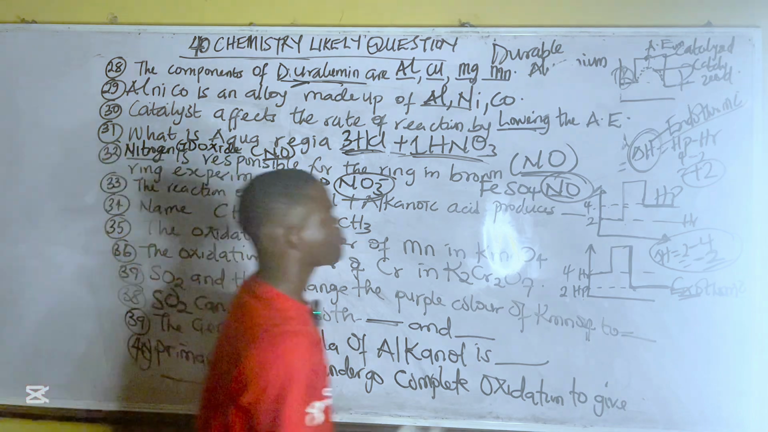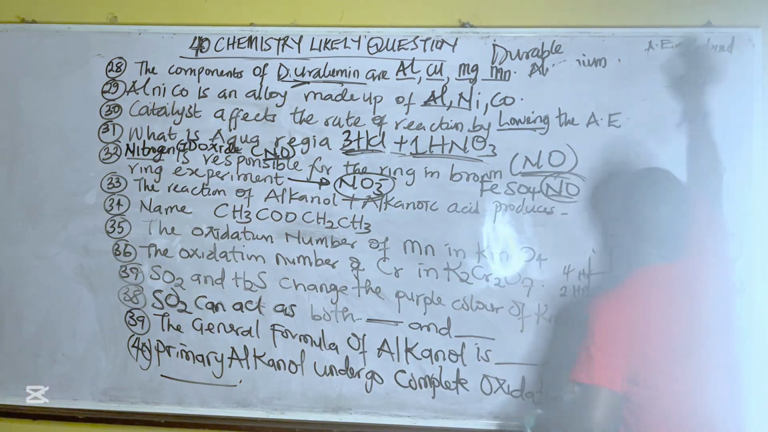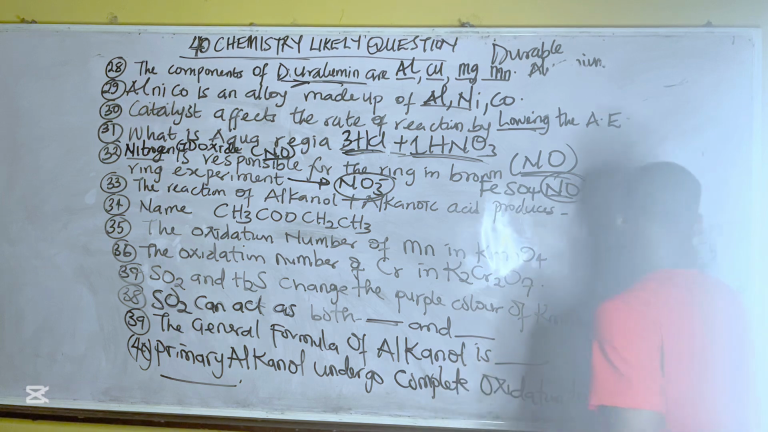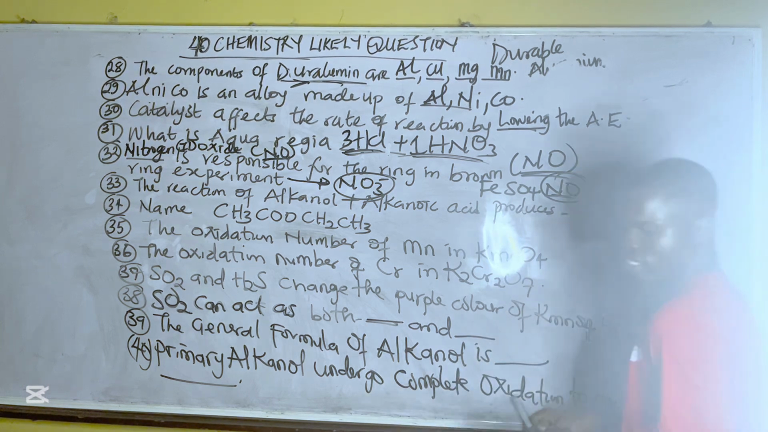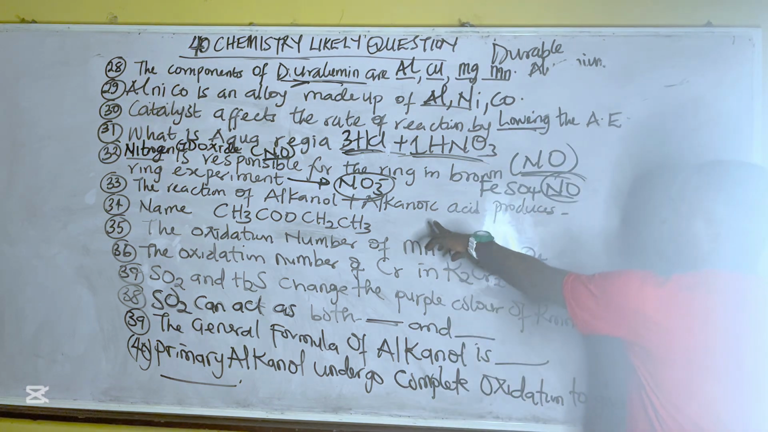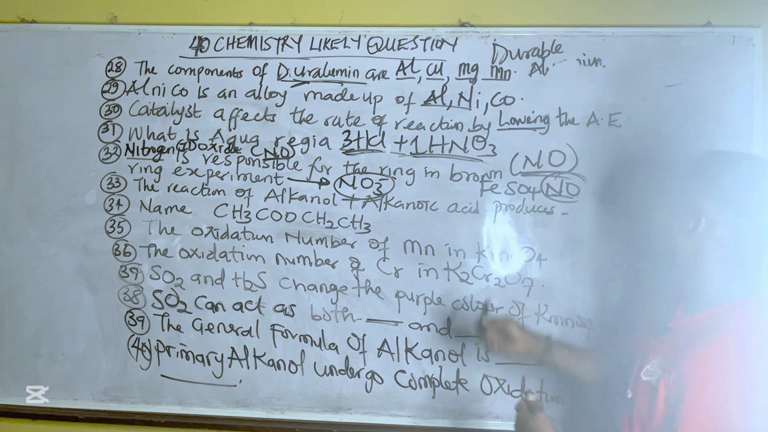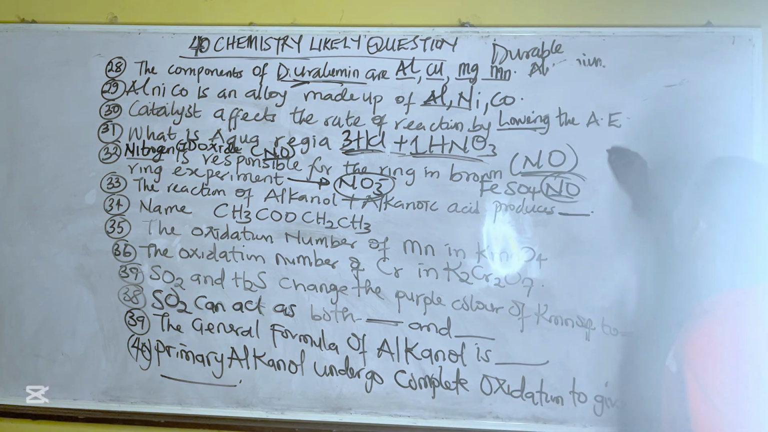Question 33. Now, this is a bit of organic chemistry. Reaction of alkanol plus alkanoic acid produces dash. Now, when you have an alkanol, that is ROH, reacting with RCOOH, so this is an alkanoic acid. This is their general formula. This is alkanol. Now, what happens is that the first thing you want to do is form water. Right?